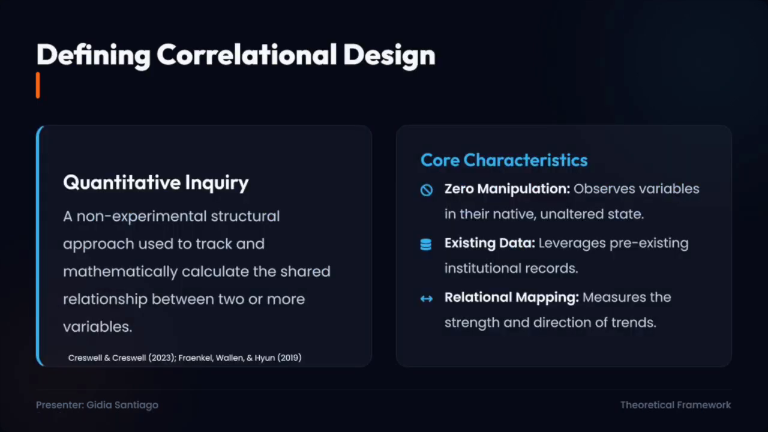Correlational research is a quantitative, non-experimental design used to examine relationships between variables. Unlike experimental research, the researcher does not manipulate variables or assign participants to groups. Instead, existing data are analyzed to determine whether variables are related. In our example, we're examining whether students' attendance is associated with academic achievement.